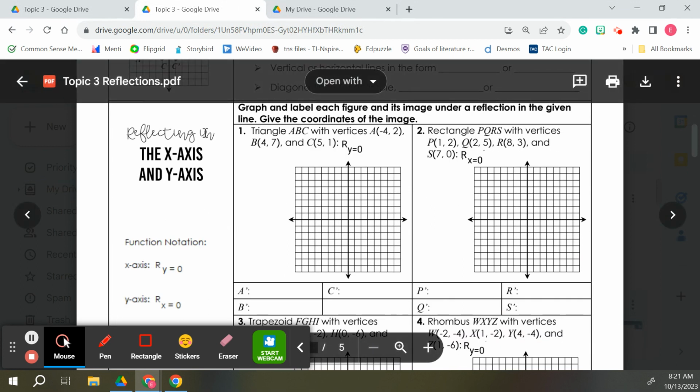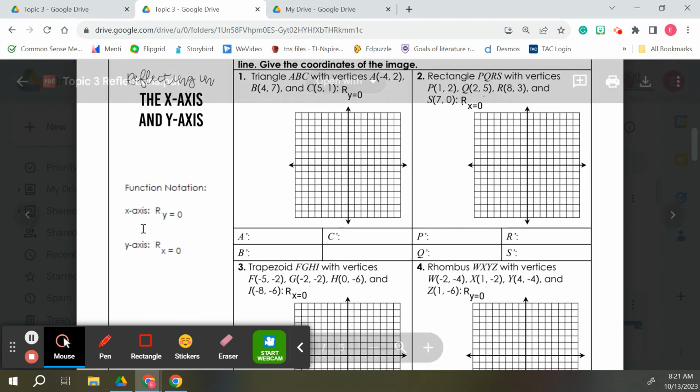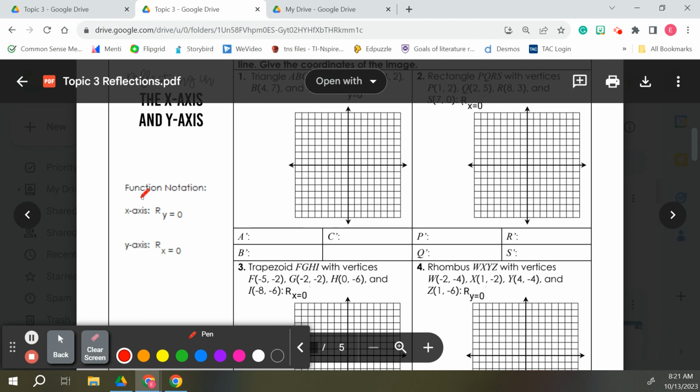So, reflecting on the x-axis and y-axis. Here's some notation that's going to be helpful. For the x-axis, you have a capital letter R, and it's y equals 0. That's the equation for the x-axis. For the y-axis, again, capital letter R means reflection, and then you have x equals 0. Here is the thing that you need to write in.